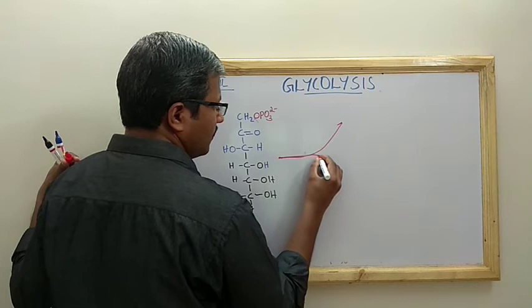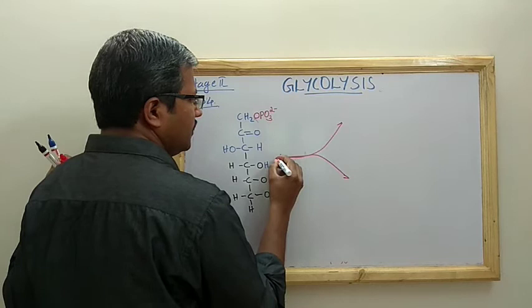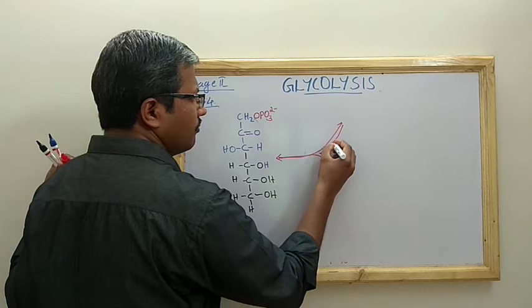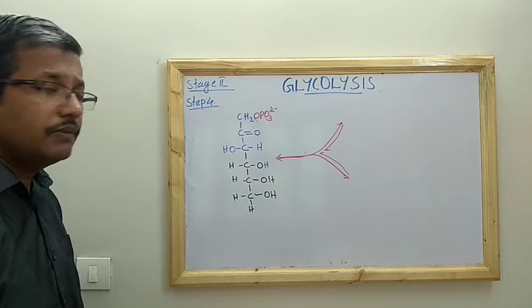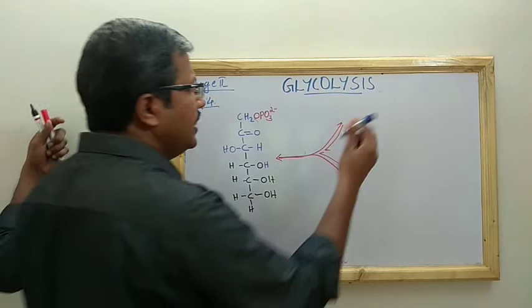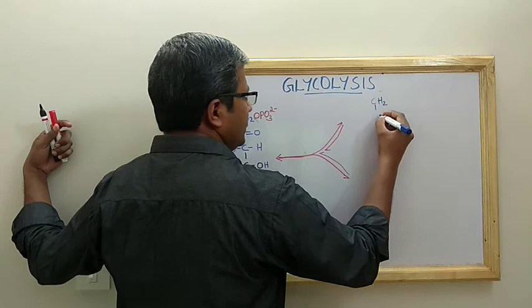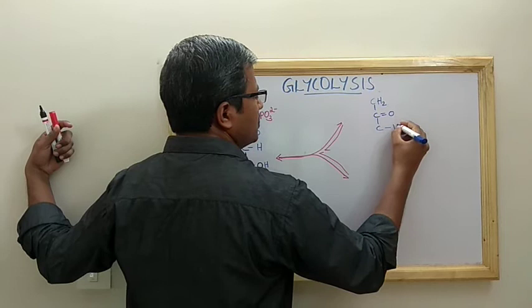Okay, I'm just writing in this way, and this one happens in the reverse fashion also. In the reverse fashion also this particular reaction can happen. Splitting is happening. What is happening? This hydrogen is moving into this particular region. So let us see the dihydroxyacetone. CH2OPO3 will be added later. C double bond O. C H H O H. Okay.